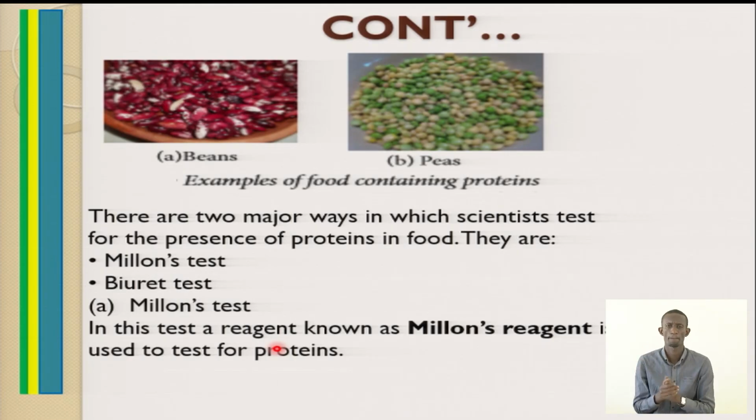I've tried to show you some diagrams of the foods which contain proteins. We have beans and peas as examples. I think everybody can observe the two diagrams. This is diagram A, which represents beans. Diagram B represents peas. There are two major ways in which scientists test for the presence of protein in a food sample. We use two reagents to test for the presence of protein in the food sample.